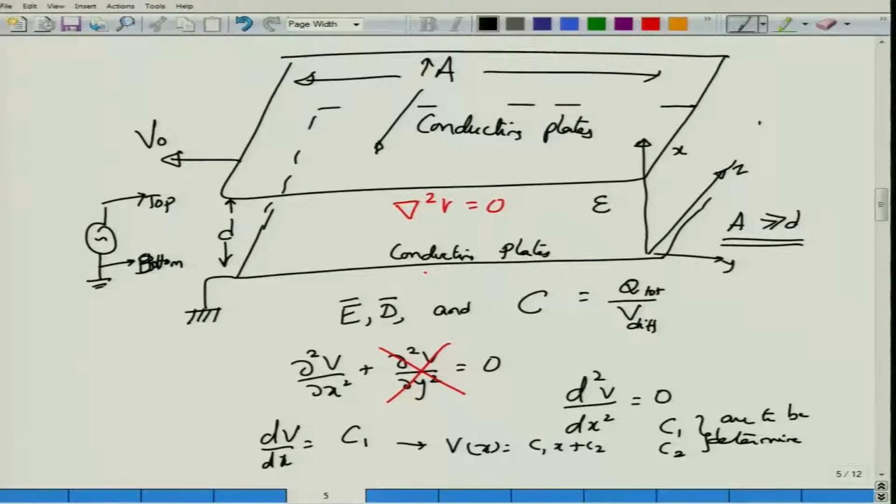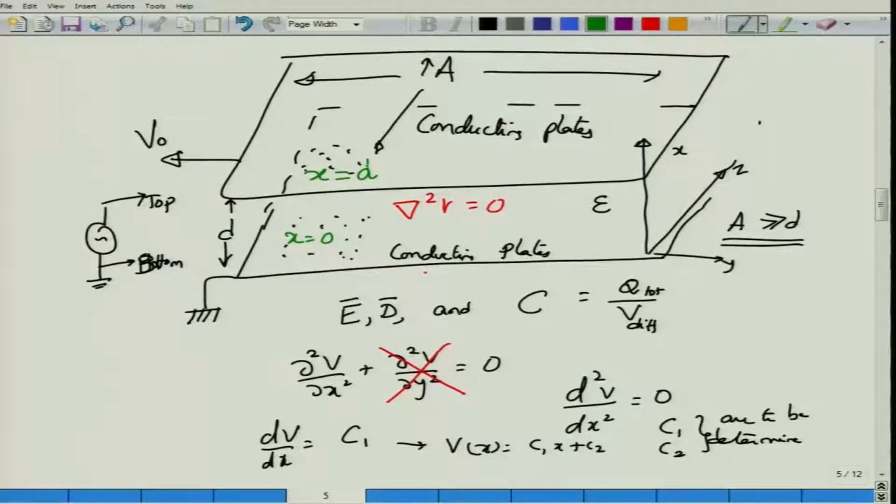We know that the potential everywhere on the bottom plate happens to be equal to 0, and the bottom plate is kept at x equal to 0. The potential everywhere on the top plate happens to be equal to V naught, and the top plate is kept at x equal to d.